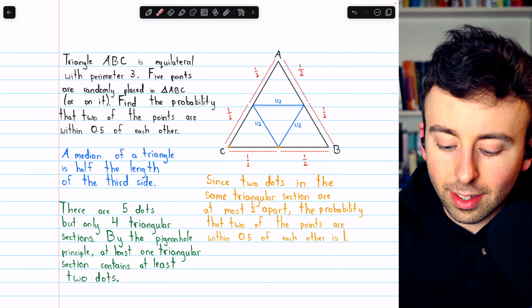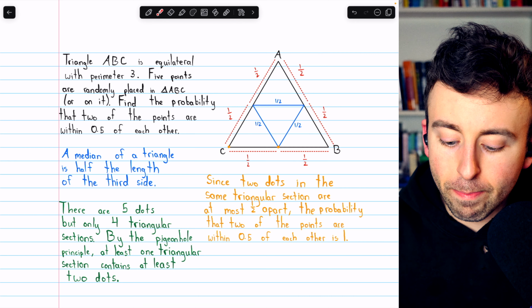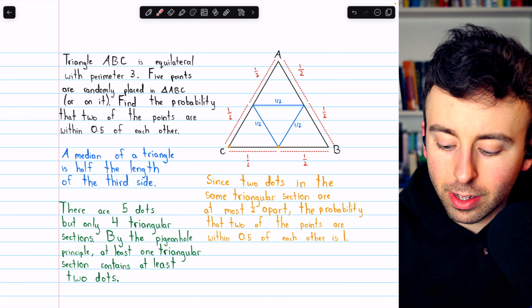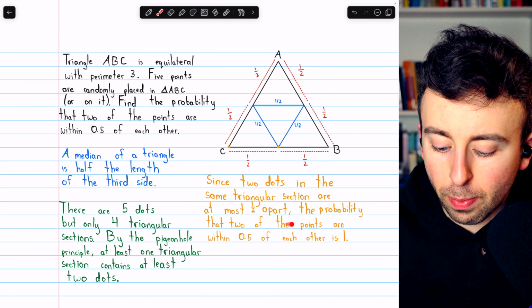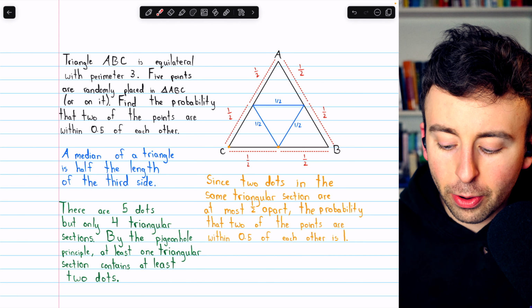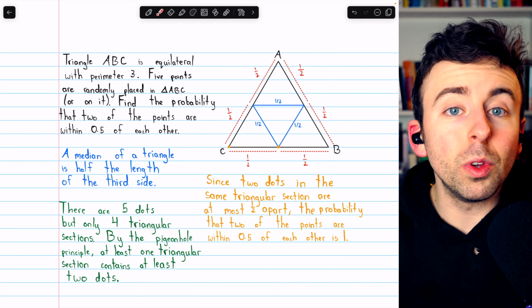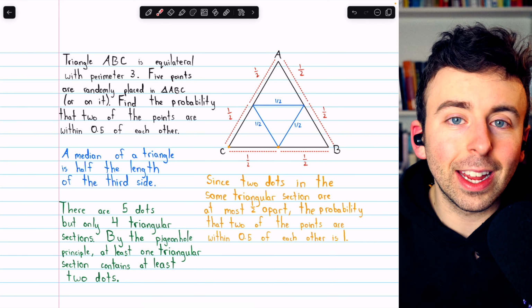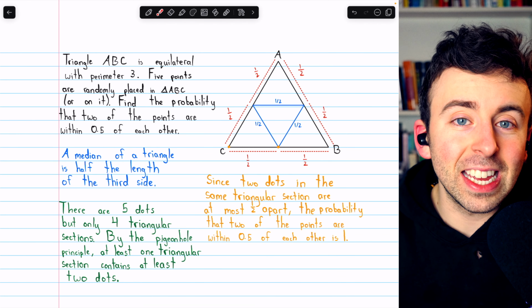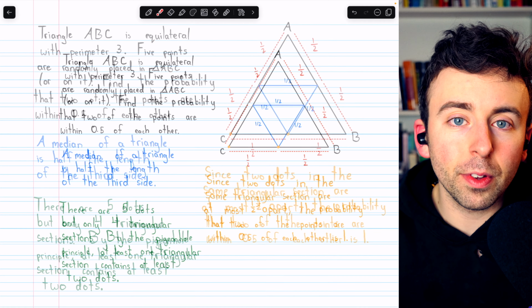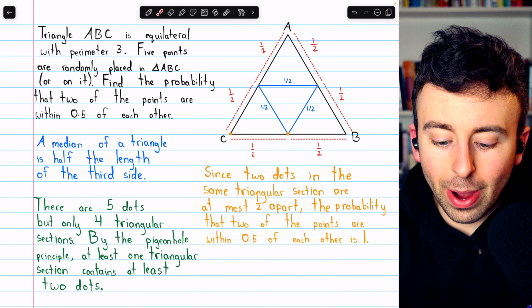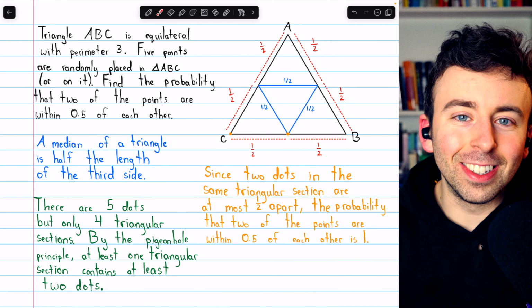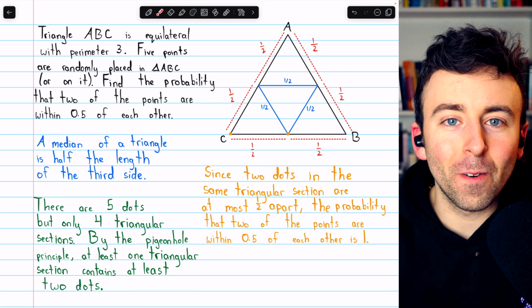Since two dots in the same triangular section are at most 1/2 apart, the probability that two of the points are within 1/2 of each other is 1, because we've guaranteed there will be two dots or points in the same triangular section, and the furthest apart they could be is 1/2. Pretty fun problem that, even though it asked about probability, actually didn't require any probability theory at all.